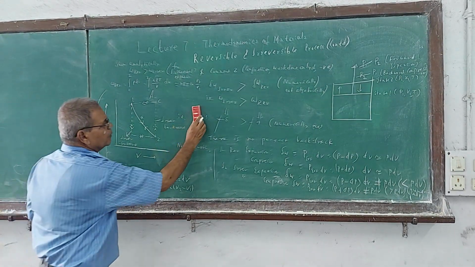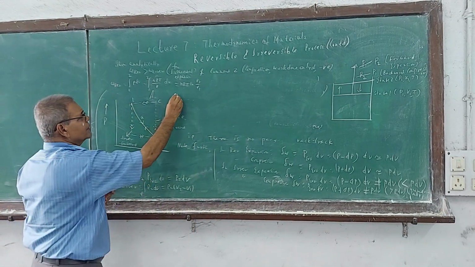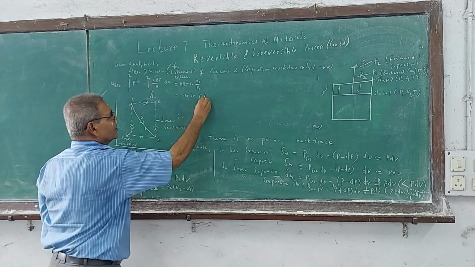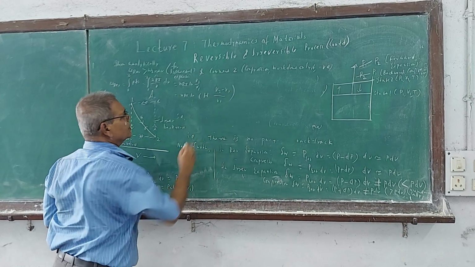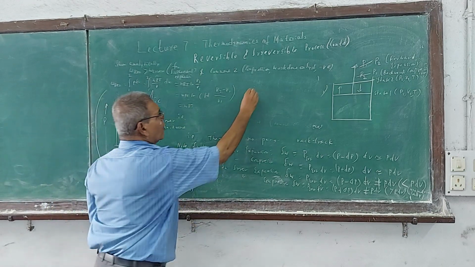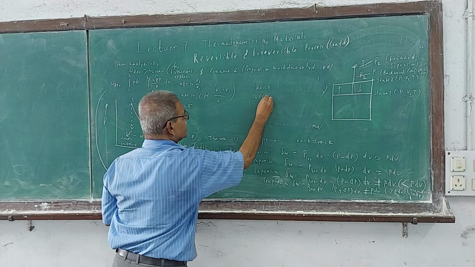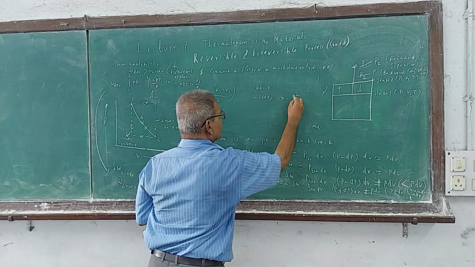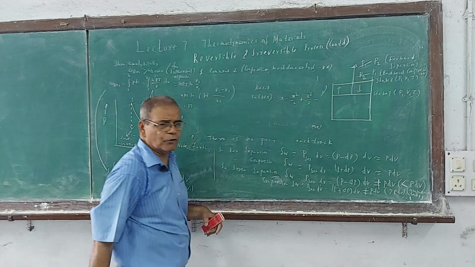Quickly I am showing, and remove this part. I am removing, you continue the process. What is this? nRT ln of V2 by V1, I am writing this way, as 1 plus (V2 minus V1) by V1. Happy? It is nRT ln(1 plus x). If you recall, the series for ln(1 plus x) is x minus x square by 2 plus x cube by 3 minus x to the 4 by 4, etc.